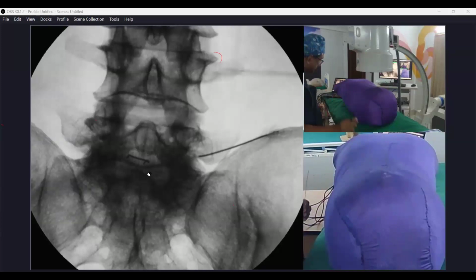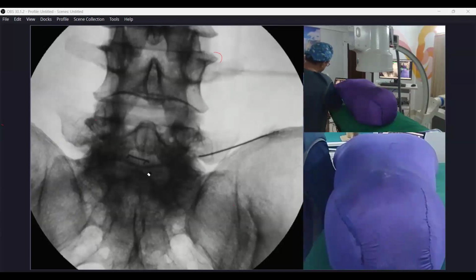Sir, at times in my practice, when I have tried to square the vertebra very properly and then attempted needling, most of the time I end up hitting the bone. So in 2 or 3 cases, I have compromised on the squaring of the vertebra and then proceeded.